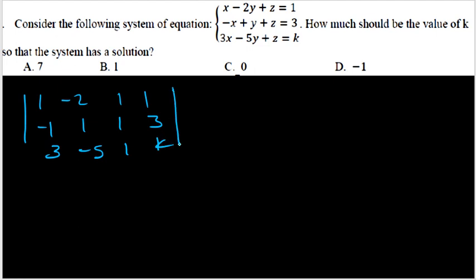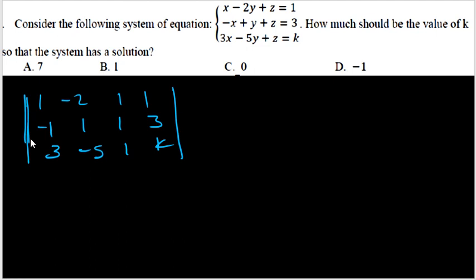Consider the following system of equations, again given. How much should be the value of k so that the system has a solution? Again here, for the system to have a solution, we can apply elementary row operations. What to do? Let us take the augmented matrix: 1, negative 2, 1, 1, negative 1, 1, 1, 3, and again 3, negative 5, 1, and k. This is the augmented coefficient matrix. Then let us try to reduce it and check.